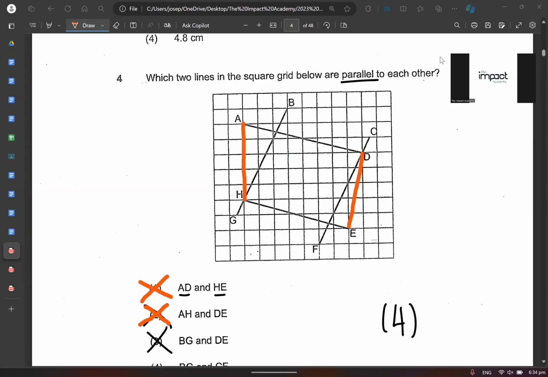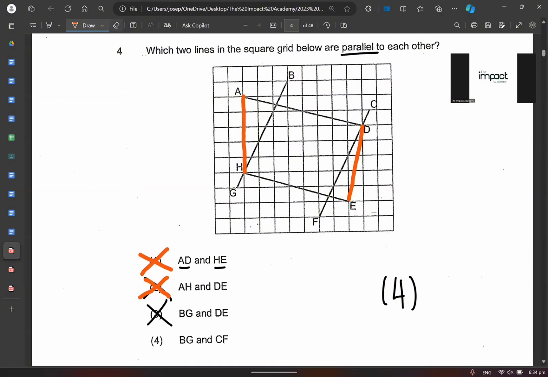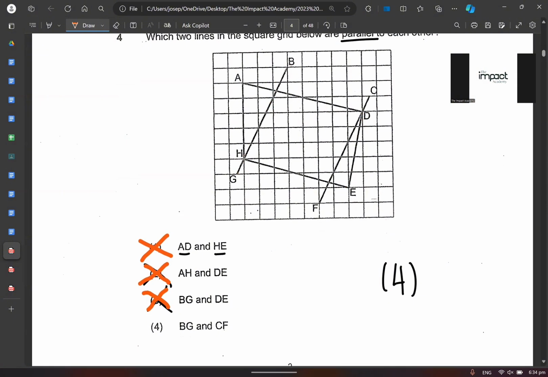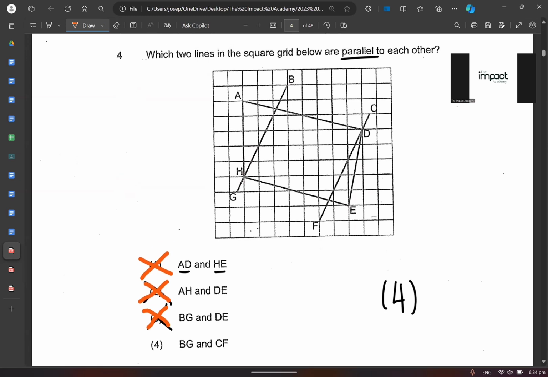Now, BG, where's BG? BG is basically these two lines over here. So what I want to do is draw this line down, and DE is over here. Isn't this pretty obvious as well? So we definitely cannot use this, correct? Then it is pretty obvious that BG and CF are parallel. Agree or disagree? But let's try. Let's see why it is parallel. Where's BG? BG is over here, right?